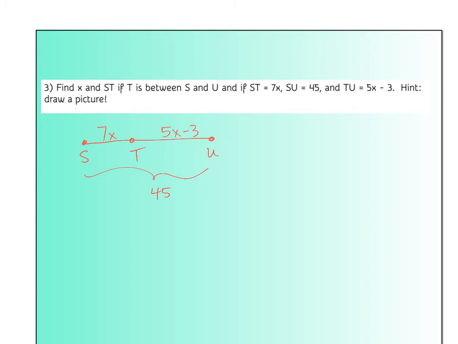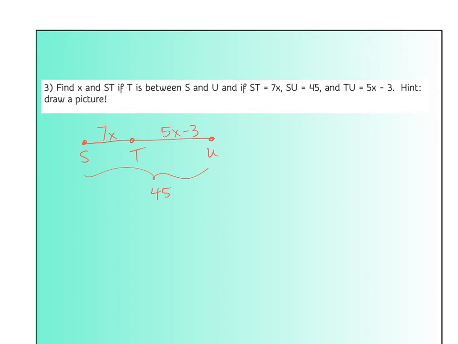So you can see my drawing here, everything's labeled, and it says find x and ST, the distance from S to T, if T is between S and U. So you can see T is somewhere between S and U. I've labeled all the parts, but in this case, they also told us from S to U is 45.